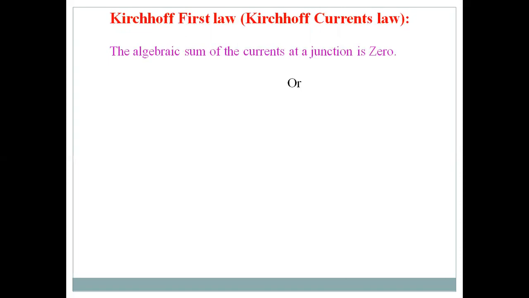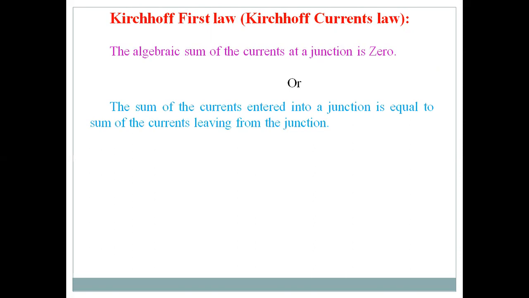It states that the algebraic sum of the currents at a junction is zero, or the sum of the currents entering the junction is equal to the sum of the currents leaving the junction. The importance of this Kirchhoff First Law is that it tells how much current is passing through a component at a junction. For example, in our houses, we use a socket. From a single socket, we connect a TV, a cell phone charger, and an iron box also.